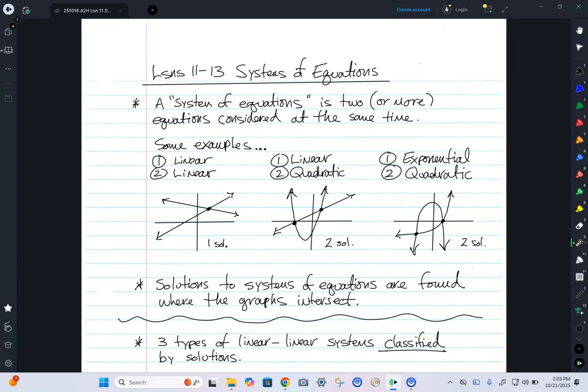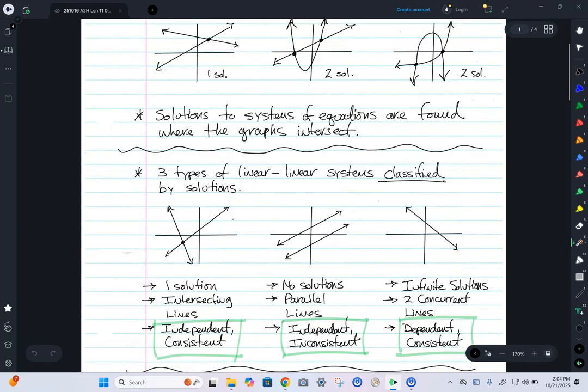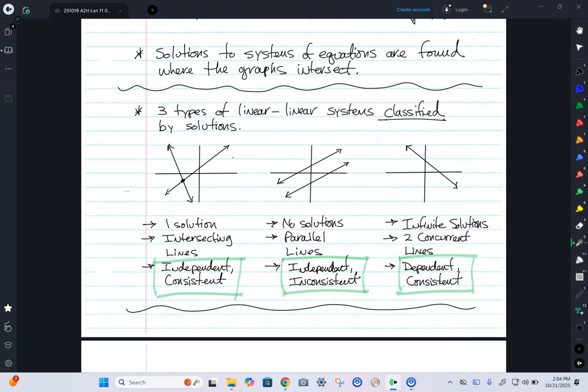All right, so where we left off last, I told you that we were going to take a couple of classes to review systems of equations, right? Systems of equations are when we consider two or more equations at the same time. We talked about some different types of systems of equations that I gave you here. And then when we classified them, we had our independent consistent. These were our one solution, like one point of intersection. Then we had our independent inconsistent where there were no points of intersection, and then we had our dependent consistent where every point of intersection was the same.